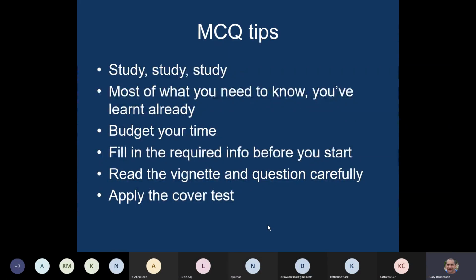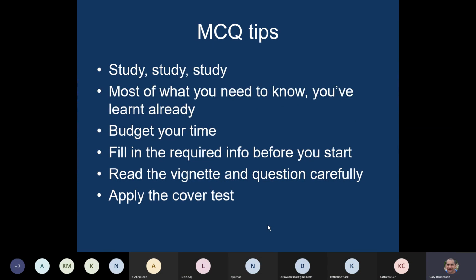Just a couple more things on the MCQs. Budget your time. It's not a test of how fast you can complete MCQs. Obviously, some people do it quicker than others, but getting through 75 questions in 3 hours is only 25 questions an hour, so you've got more than 2 minutes per question. Some of them you'll be able to do very quickly, others will take more time.